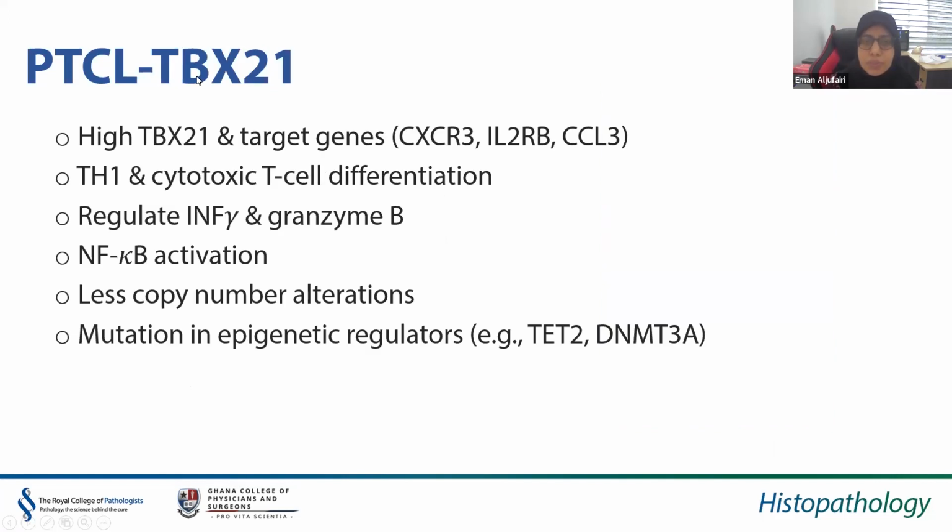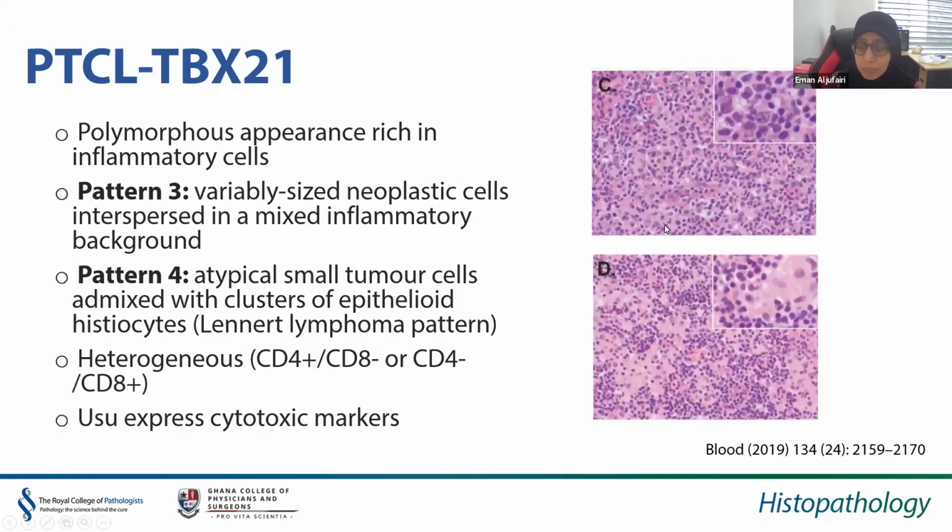While the other group, the TBX21, again from the name, will have high TBX21 and its target genes, and that's what we used in the immunohistochemistry. These are mostly cytotoxic T cell or T follicular helper type 1. They regulate the interferon gamma, and they go by the NF-kappa B activation. They have fewer genomic abnormalities. They have more epigenetic regulator mutations, and that might say why they are less aggressive. And on morphology, they are polymorphous. You have lots of inflammatory background along with it.